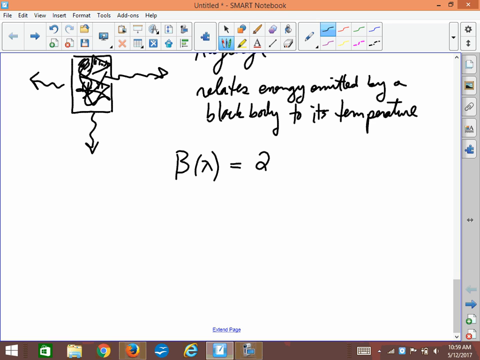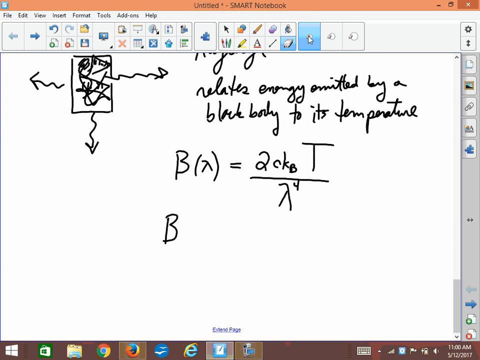And the equation doesn't matter. It's 2ckB, which is Boltzmann's constant, and this is the temperature. And then down here we have wavelength, and I think wavelength to the power of 4. We don't have to memorize this equation. What we have to understand is that this B, which is spectral radiance, and in fact I'm going to give it another name so we don't confuse it with our magnetic fields. Another way of describing that is called flux.